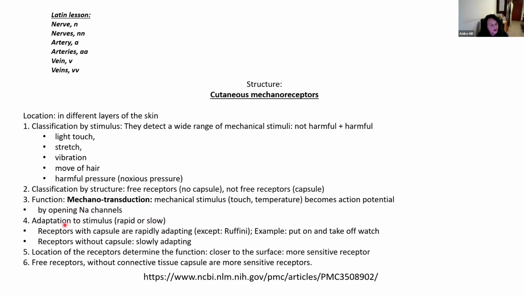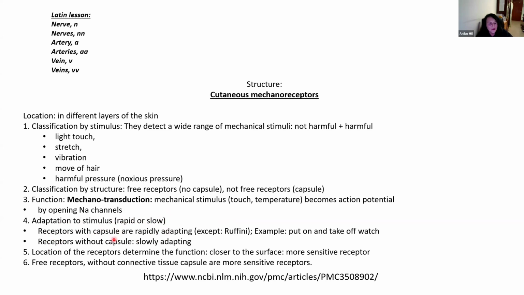Let's talk about the adaptation to a stimulus, meaning how long you are capable of sensing that sensation. There are some receptors that are rapidly adapting, and that very quickly, you remember when you put on the watch and 5 minutes goes by and you don't feel the watch anymore. So your receptors adapted to that stimulus. So it can be rapid, very quickly, or the adaptation can also be very slow.